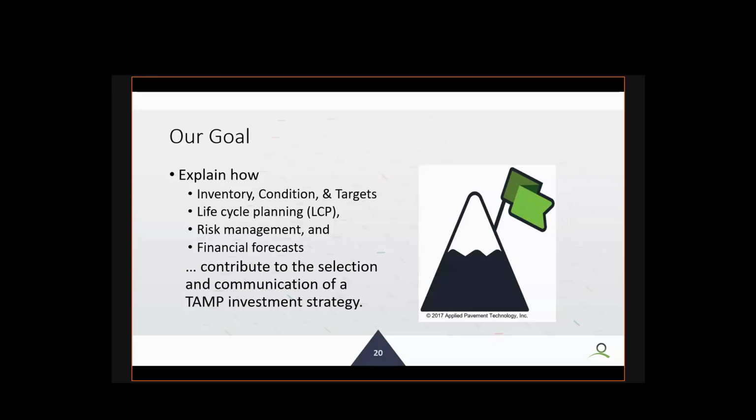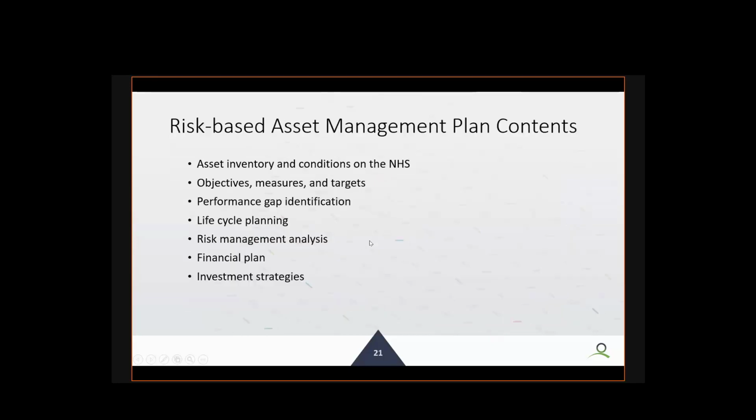So we'll be talking about, as Mike mentioned, inventory, condition, targets, life cycle planning, which I'm assuming might be a new term to some folks. We're going to spend a lot of time talking about life cycle planning, risk management and our finances, and how all of these contribute to the selection or development and communication of an asset management investment strategy. Each of those items represents a different analysis undertaken as you're developing your TAMP, and the results of each of those analyses build towards developing the investment strategies.